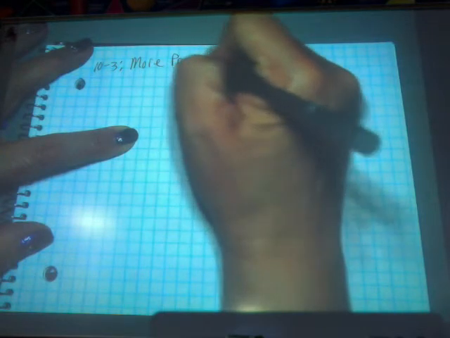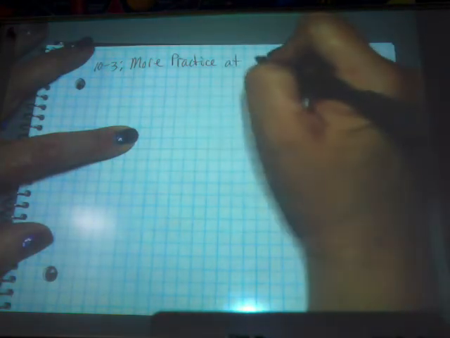Okay, so we're going to do more problems with completing the square today. Go through them and see how you do. So this is a continuation of 10-3. More practice at completing the square.